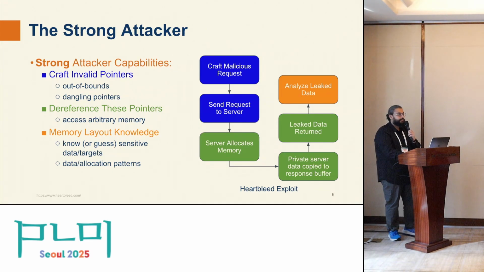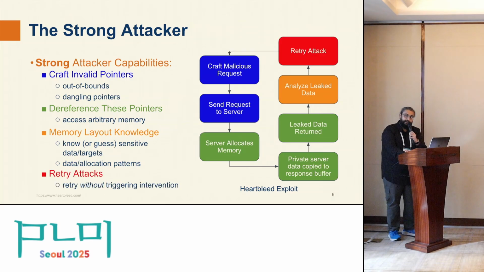We have to consider the adversarial strong attacker, a real world attacker, who has all the capabilities that we talked about with one crucial addition: the ability to retry attacks, specifically retry without triggering any interventions. A real-world attacker will not give up. They can try again, perhaps with different inputs. This ability to brute force or systematically search for vulnerabilities fundamentally changes the security landscape, and it challenges many defenses.